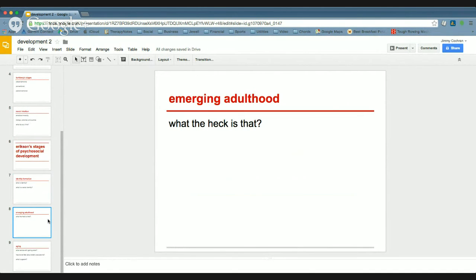So, challenging Erikson's theory, part of what we're talking about is this idea of emerging adulthood. This is something that psychologists have come up with as a way to explain why so many people are moving back in with their parents.